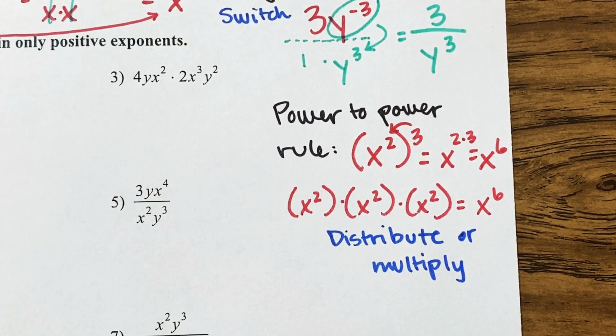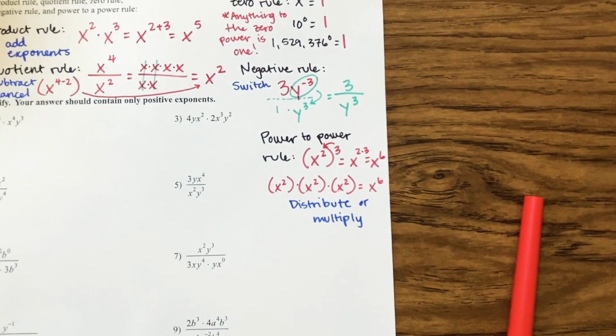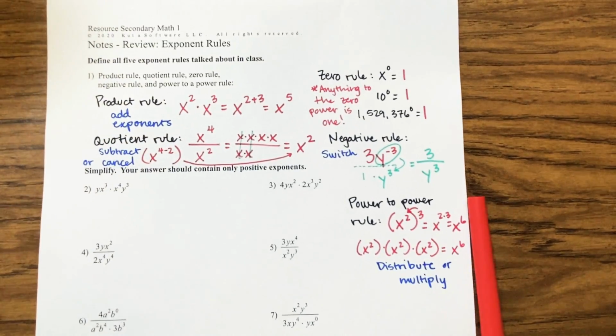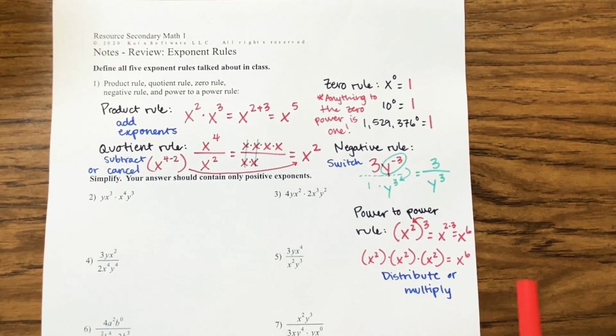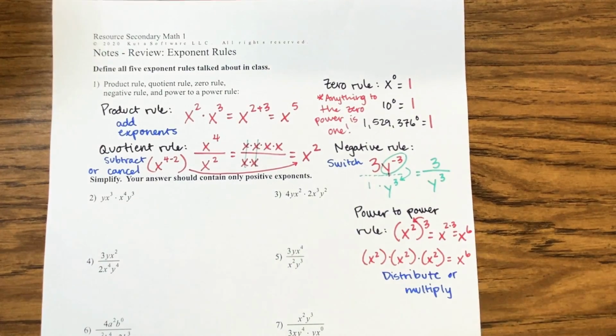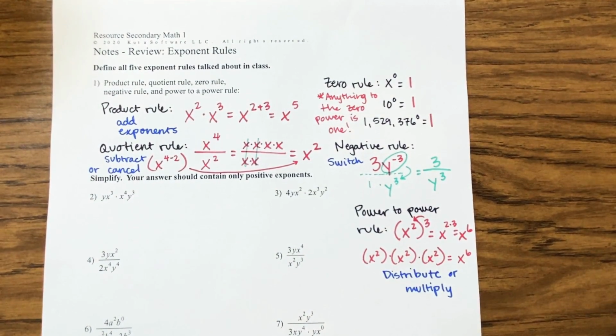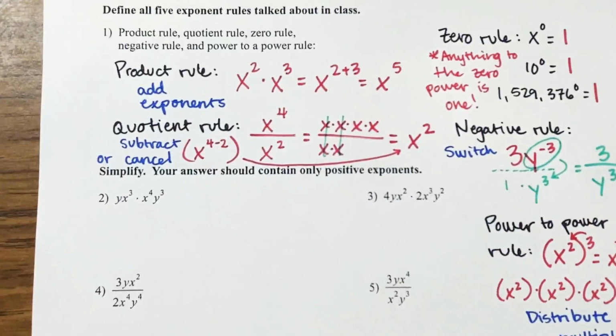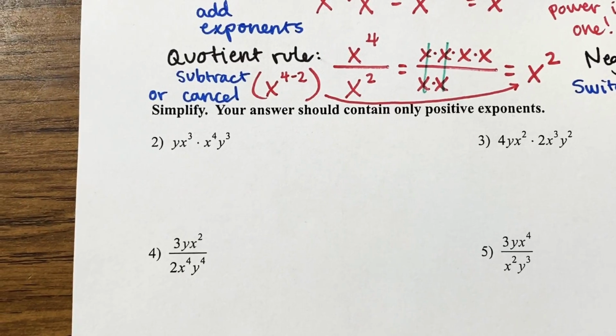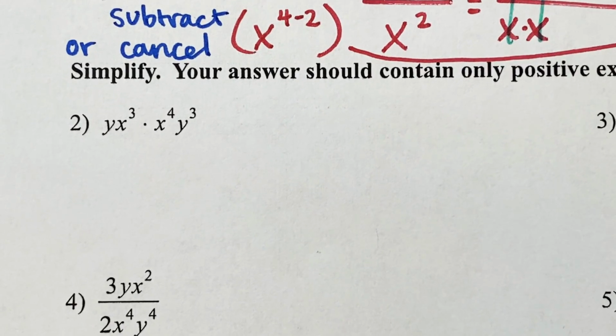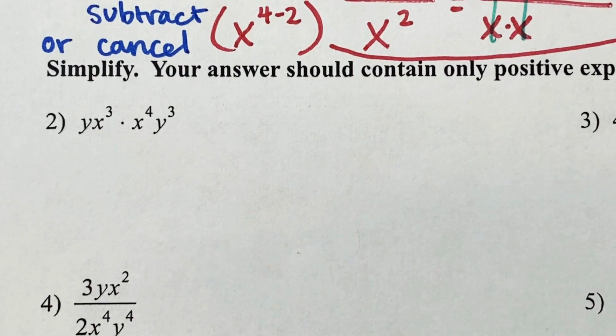Beautiful. Okay, so we just defined all of our rules. You'll have them right there. So let's get into our examples. All of these examples are going to help you on our test next time. Ooh, camera's a little shaky, sorry about that. Okay, so let's go to number 2.